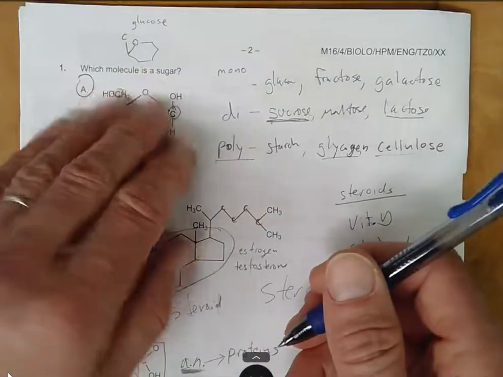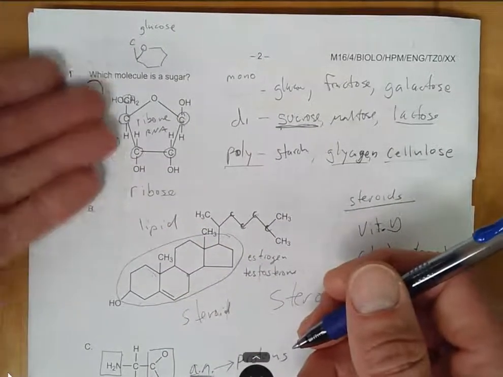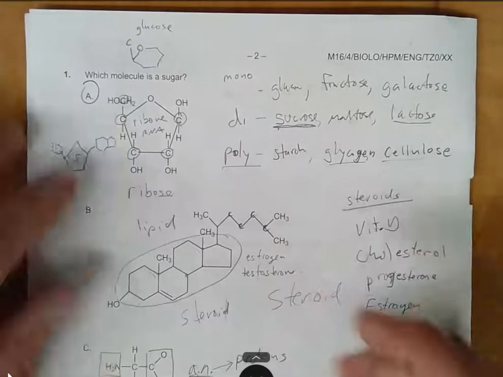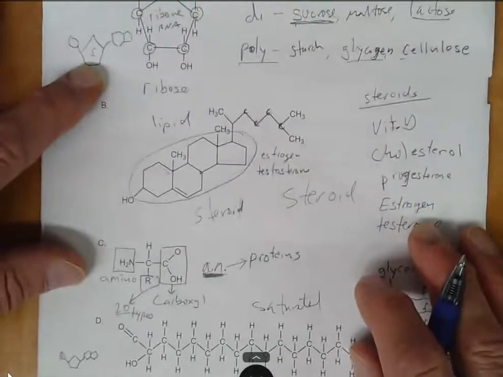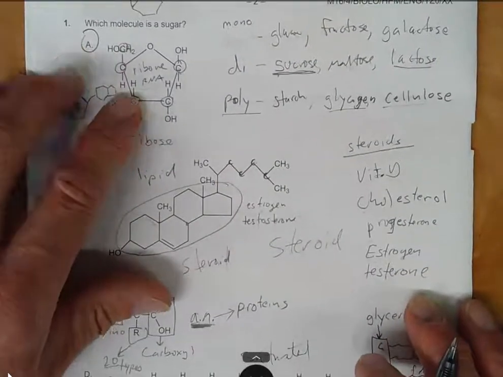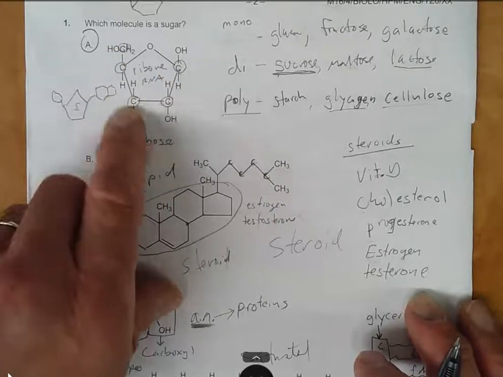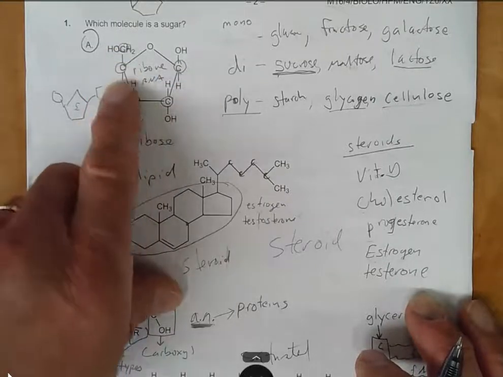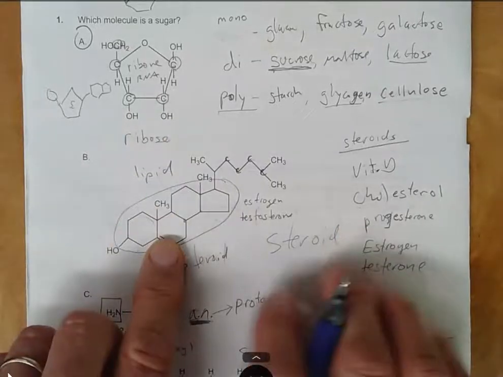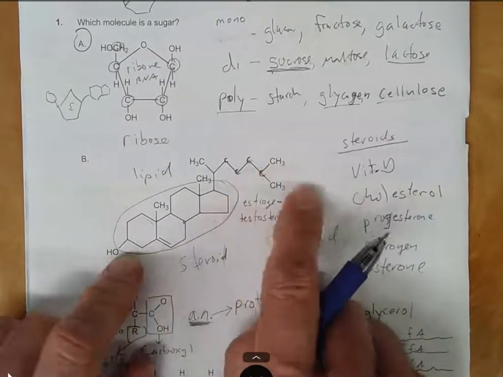So this first one, you're going to have to identify different types of organic molecules. Which is a sugar? You have these 4 different answer choices, and A is the answer. This is a ribose. You can tell it has 5 carbon molecules. It's in this ring structure. And if you go down here, you'll see a more complicated structure. This is typical of a steroid.